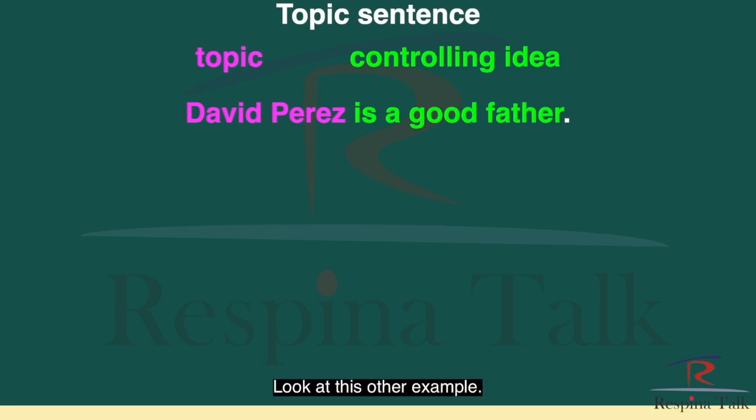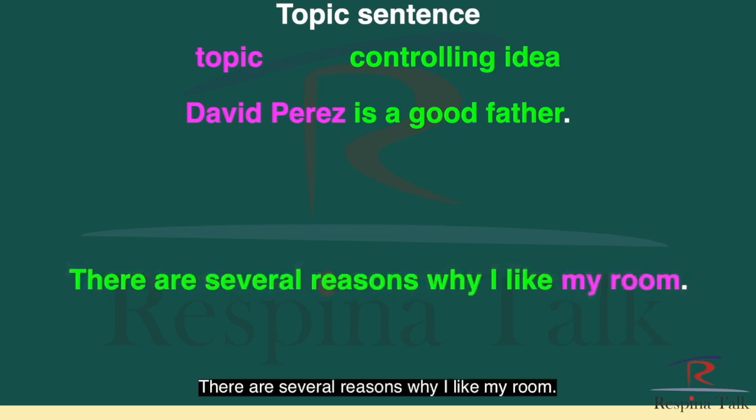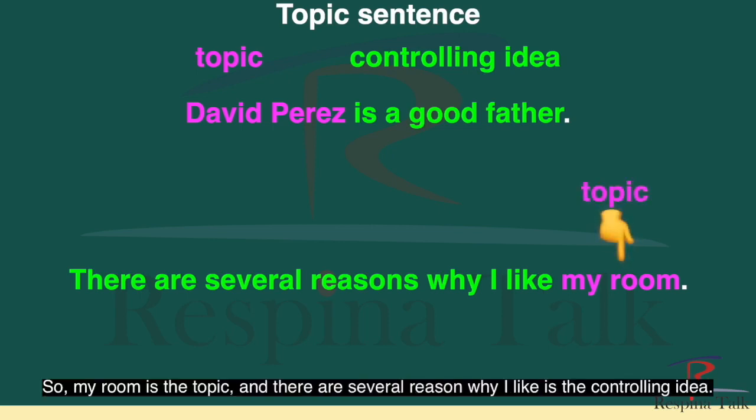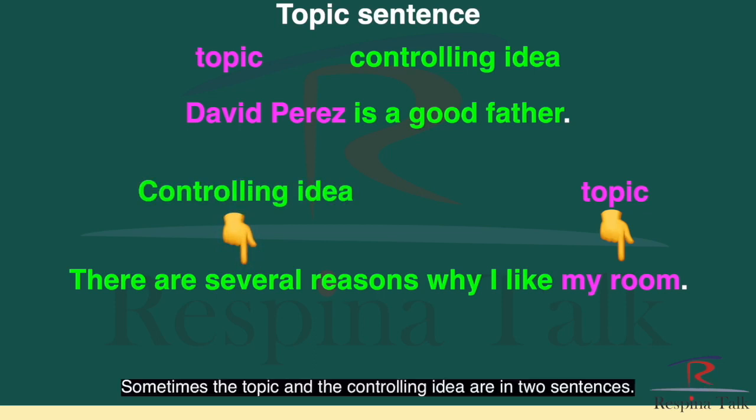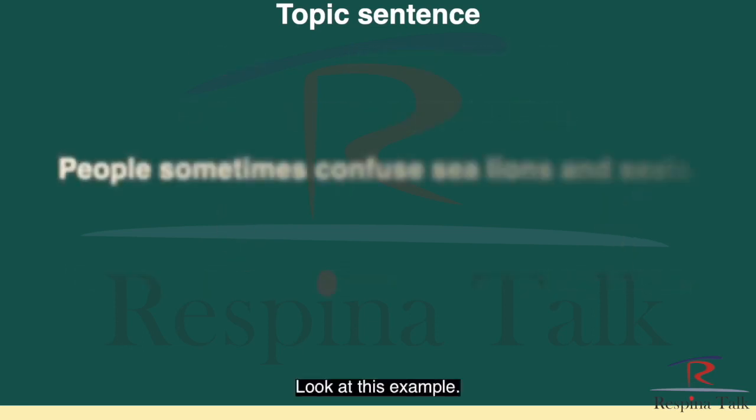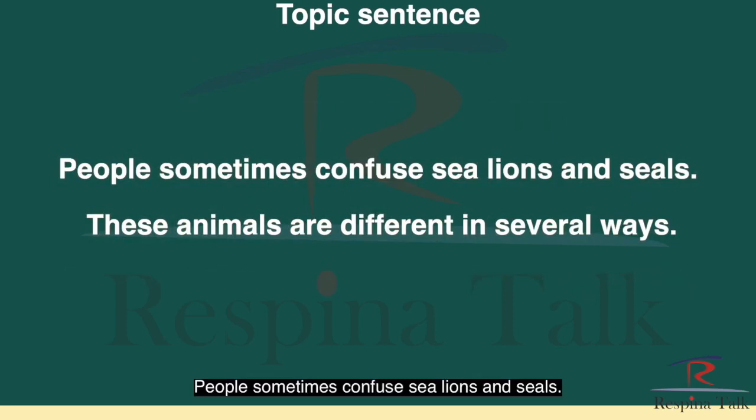Look at this other example. There are several reasons why I like my room. Now, what are we talking about here? Are we talking about reasons or are we talking about my room? Right, we're talking about my room. So my room is the topic. And there are several reasons why I like is the controlling idea. Sometimes the topic and the controlling idea are in two sentences. Look at this example. People sometimes confuse sea lions and seals.